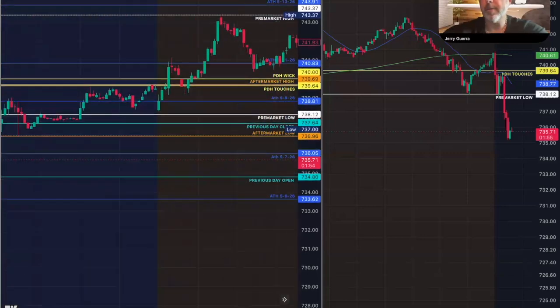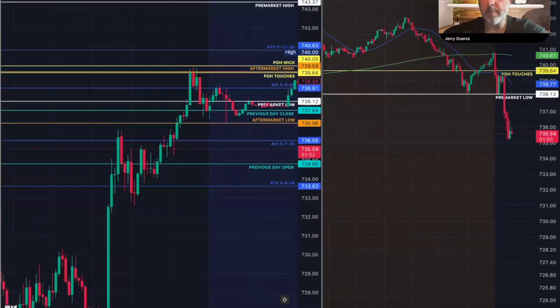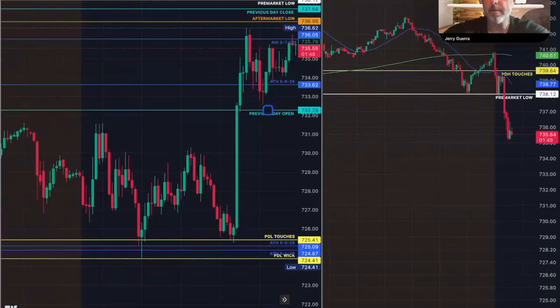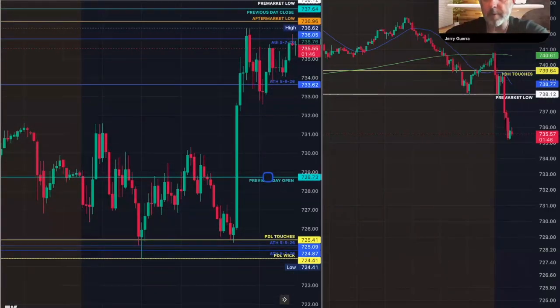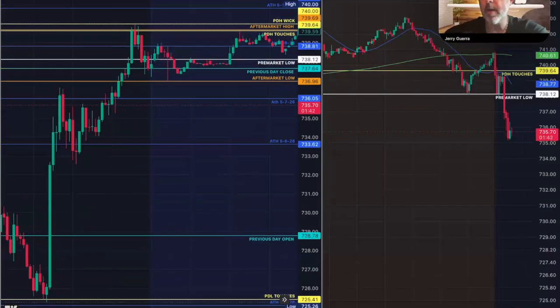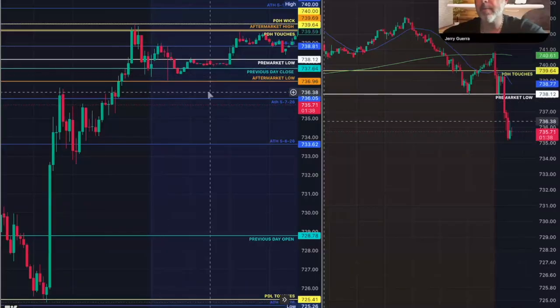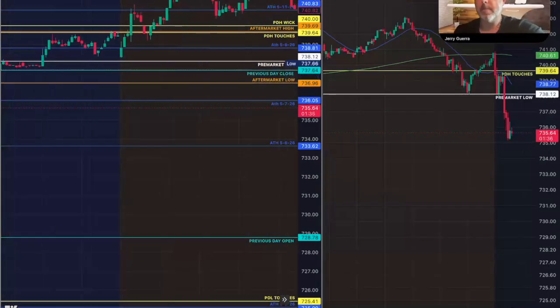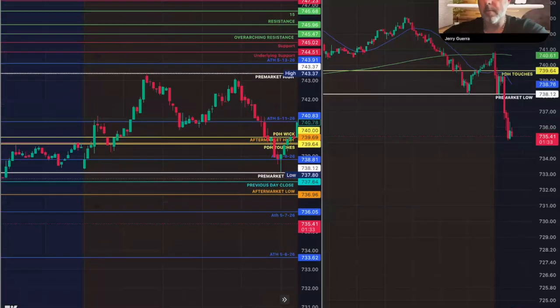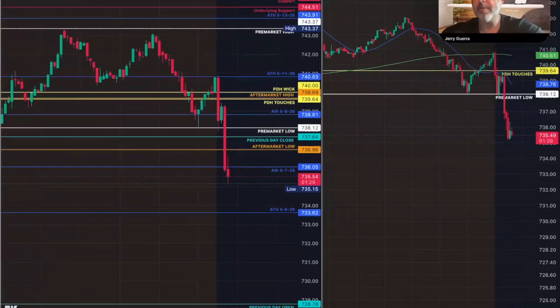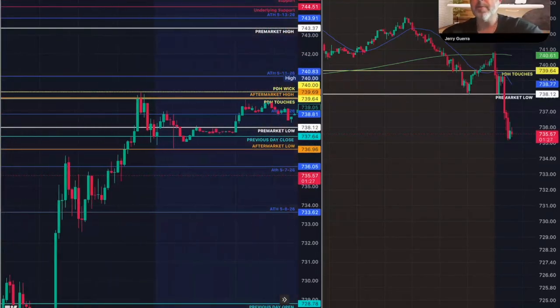Nick, confused on the previous day open. Did I mark it wrong in real time? Yeah, I did. I moved it by accident. Previous day open was here at 728.78. Previous day close, this red one right here, is where it closed at. And here we are in this huge sell off here. So I'm going to just leave my support and resistance out of it.